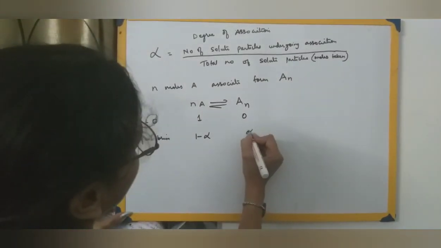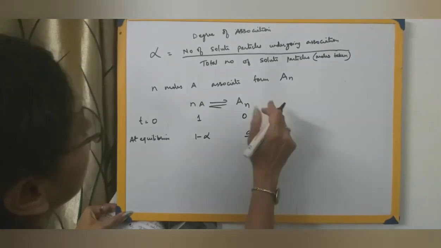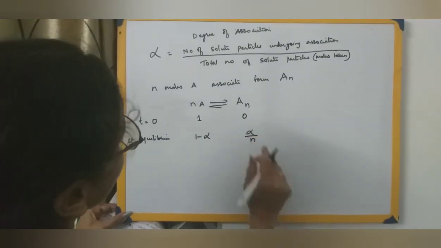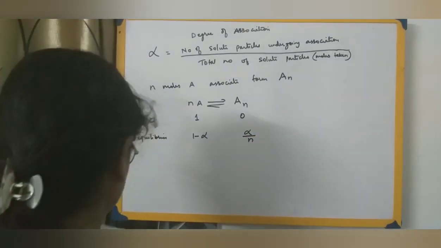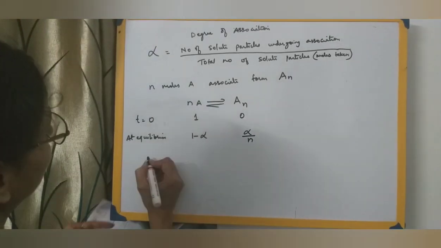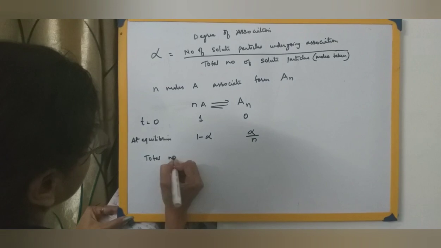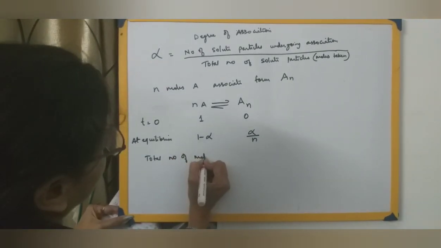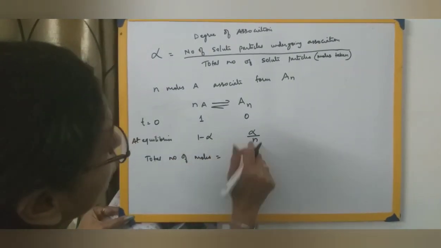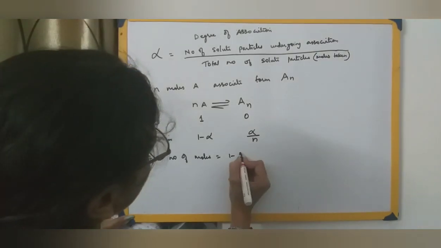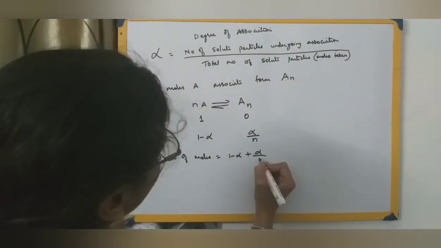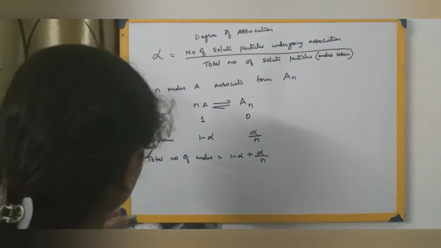alpha by n. That is, the degree of association upon n, alpha by n. Now, if we calculate the total number of moles present in the solution, this will be 1 minus alpha plus alpha by n. We get the total number of moles.